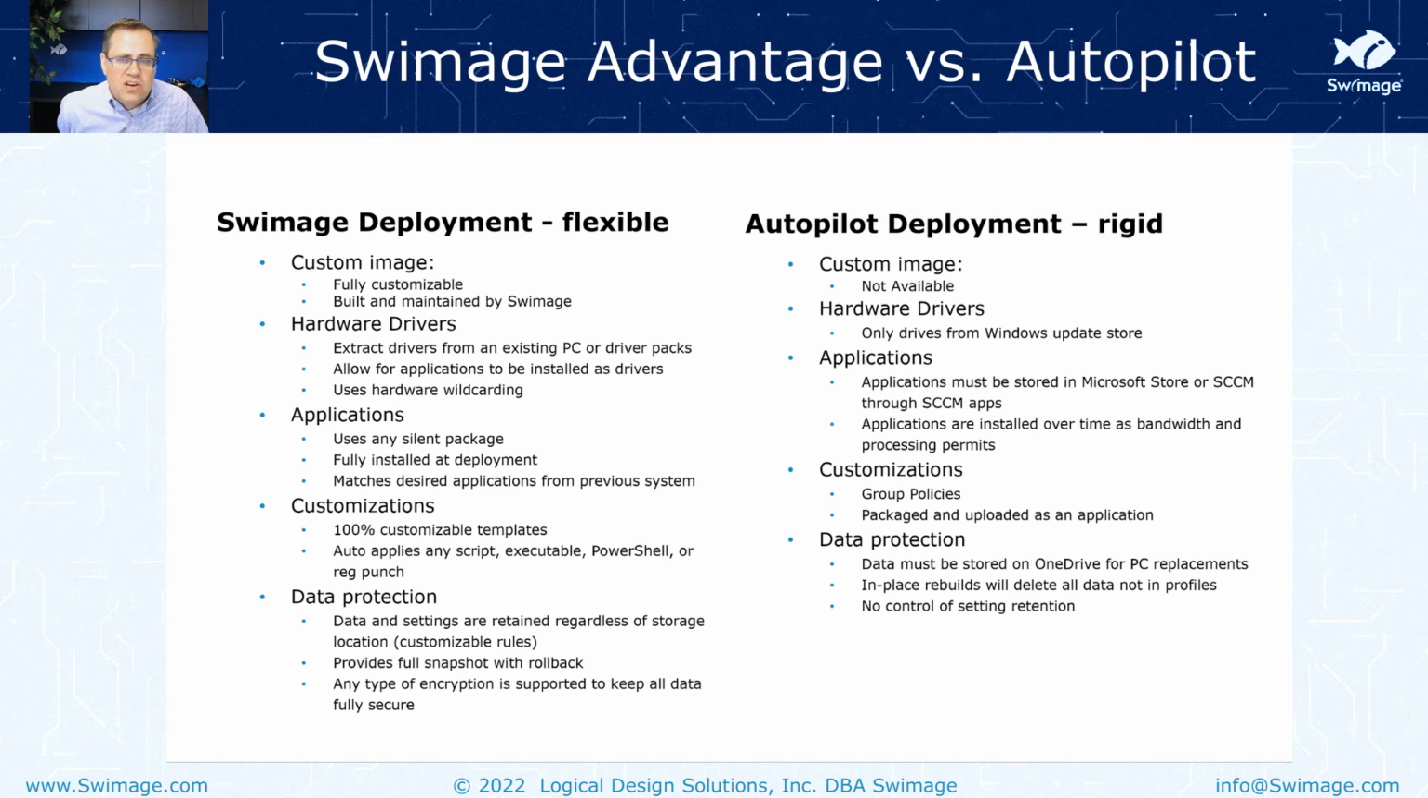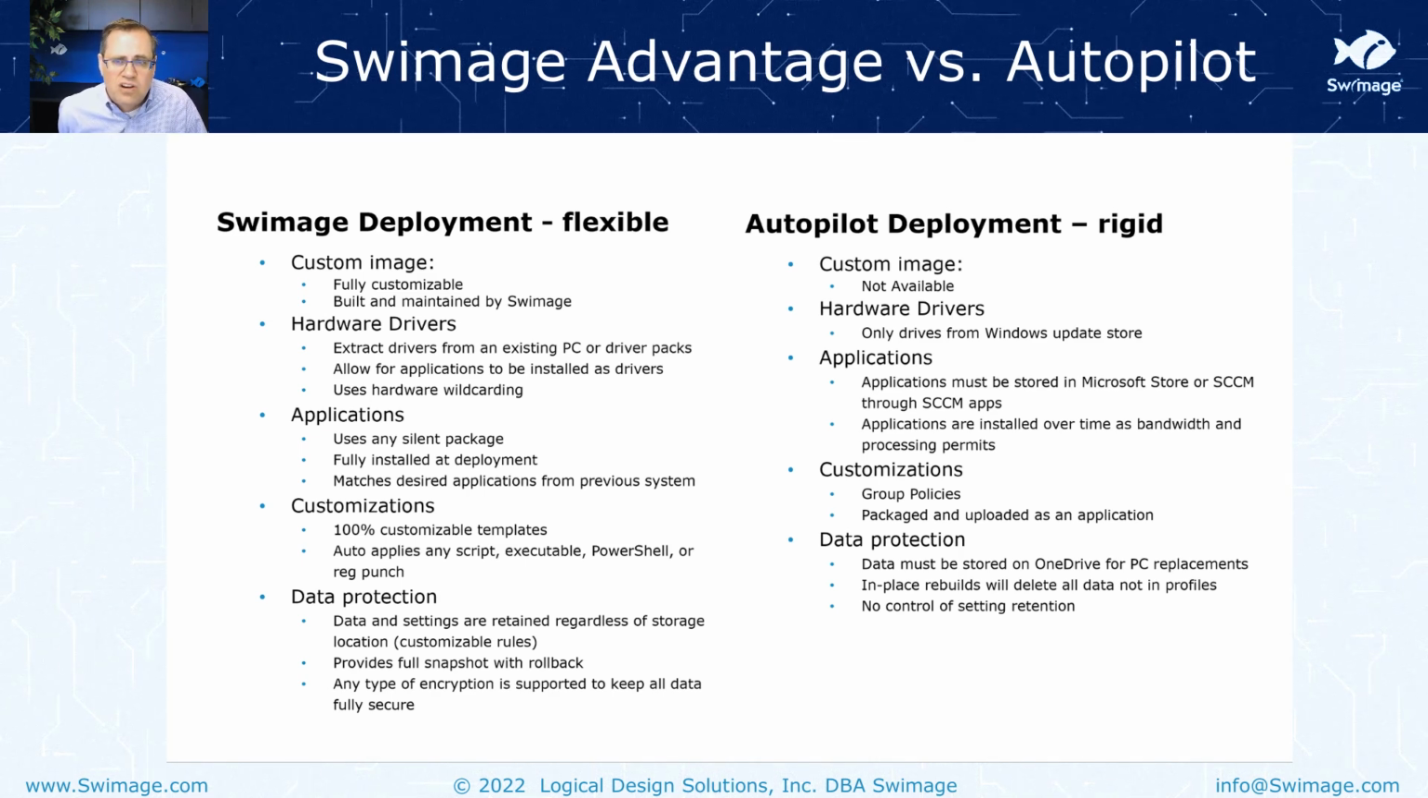So for instance, if your hotkeys or whatever are specific to a certain type of hardware, you can say install this application on this particular hardware based on what Swimage detects on that machine. Okay, and you can also use hardware wildcarding to say, I want all Dell machines to have these couple of drivers in addition to all the other normal drivers it's going to use based on its PMP.